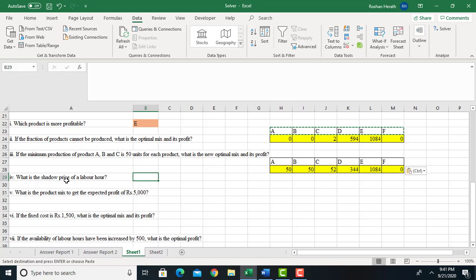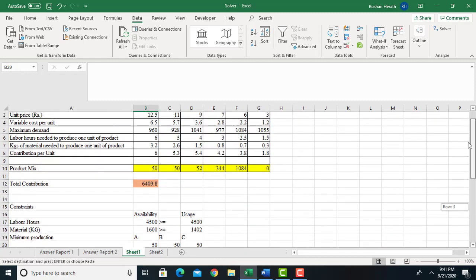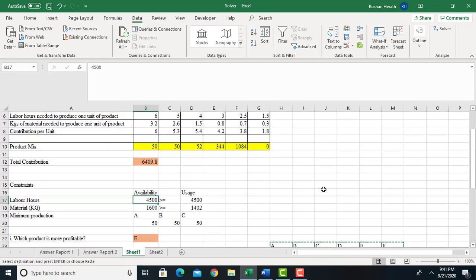That's what the shadow price means. If you purchase 1 more unit of a binding constraint, here it is labor. If you purchase 1 unit of labor, what is the maximum price that you would be ready to pay for this labor hour? And that is called the shadow price. Now let's see here how you can get the answer for this. What you can do, you can increase the labor availability by 1 unit. And let's run this and see what is the change that it's going to bring to the contribution.